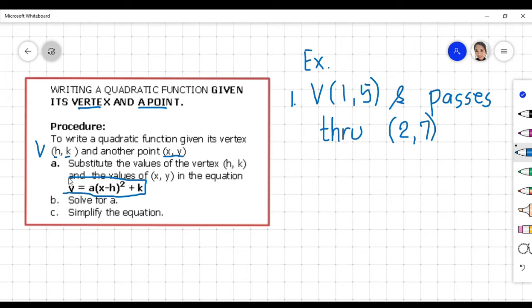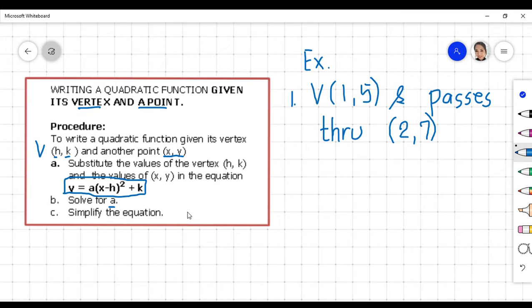We will substitute it to the equation. Okay, remember this equation. Y is equal to A times the square of X minus H plus K. So, yung Y natin, we will substitute it here. Yung X dito. Yung H natin, ito siya. And then your K is this one. Afterwards, we will solve for A kasi A na lang yung naiwan. Then, we will then simplify the equation and that will be our quadratic function equation.